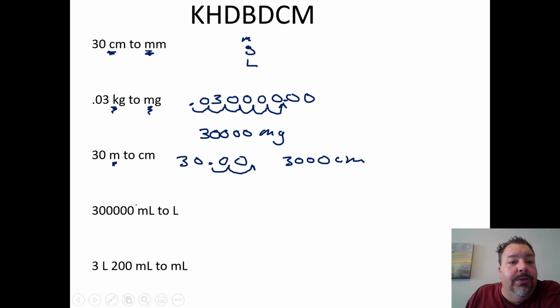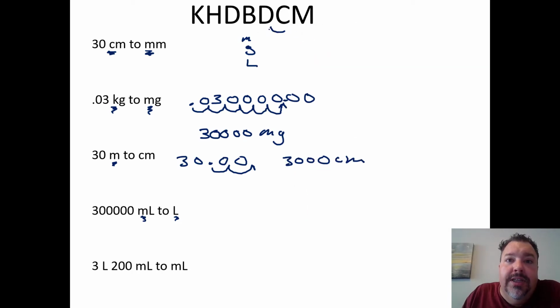All right, here in the next one, we're going from milliliters to liters. Again, the L by itself is our base unit. This one has a prefix of M, so that's milli. So now we're starting here at the end, and we're going to move the decimal to the left. So if we go from a smaller unit to a bigger unit, we have to move the decimal to the left now.